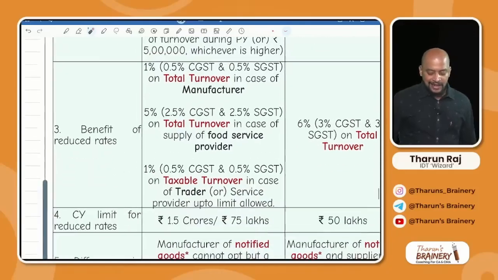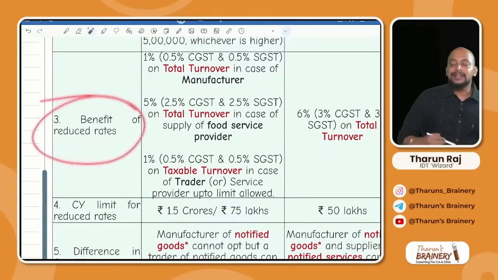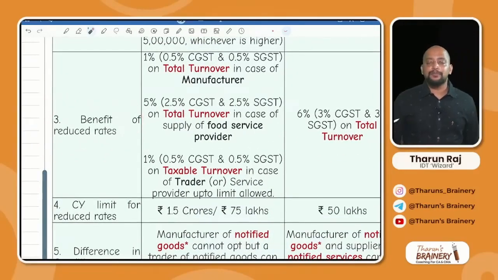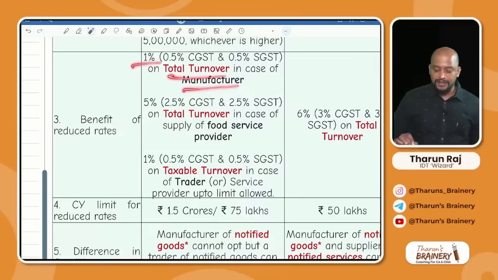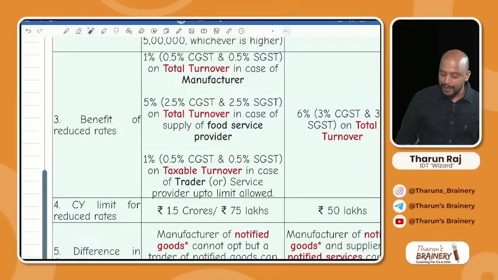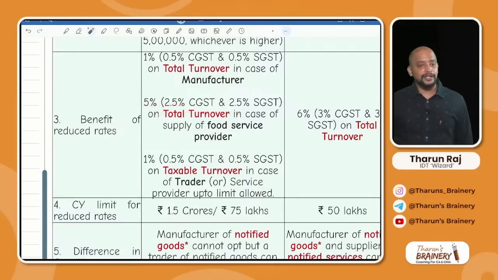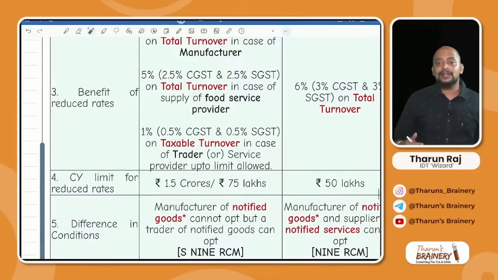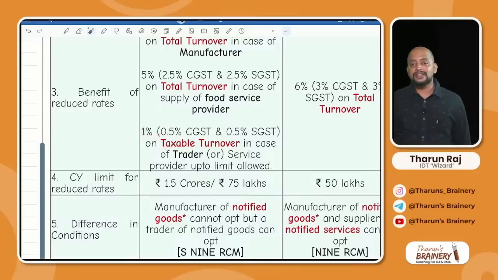So they can provide any service up to 10% of turnover during the previous year or 5 lakhs, whichever is higher. What is the benefit of reduced rates? If I am a manufacturer, I will pay 1% of total turnover. Manufacturer will pay 1% on total turnover, and supplier of food or food service provider will pay 5% on total turnover. And if there is a trader or service provider providing service up to the 10% limit, it is 1% of taxable turnover.